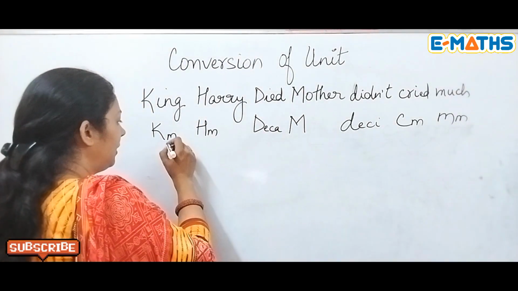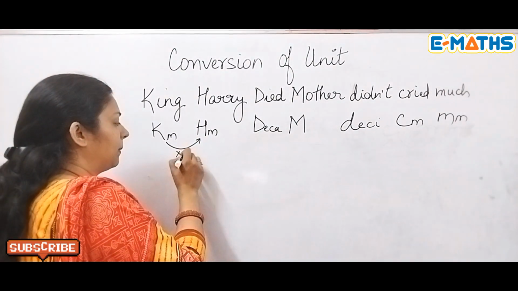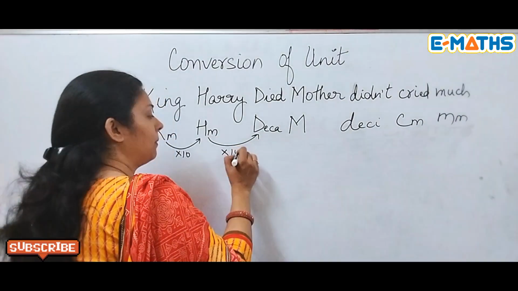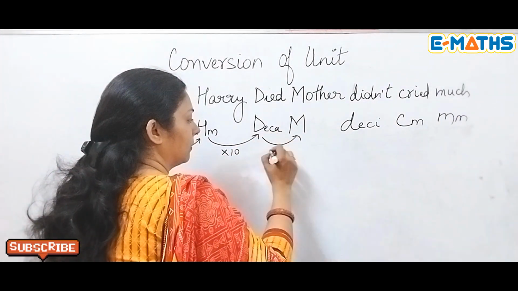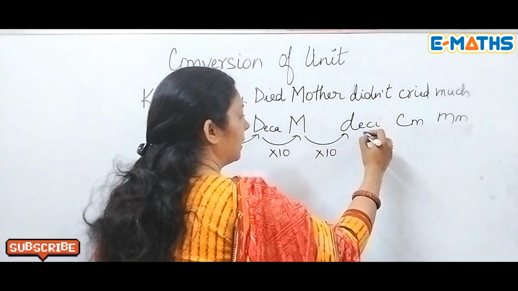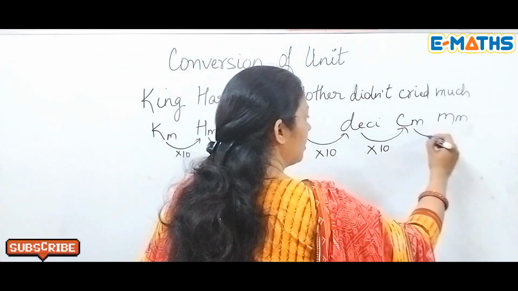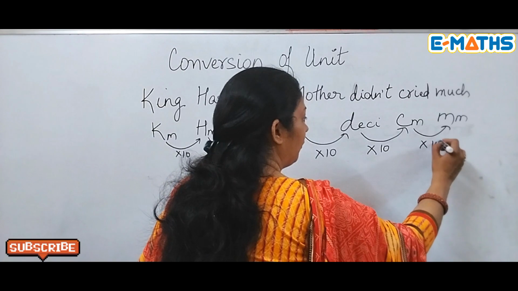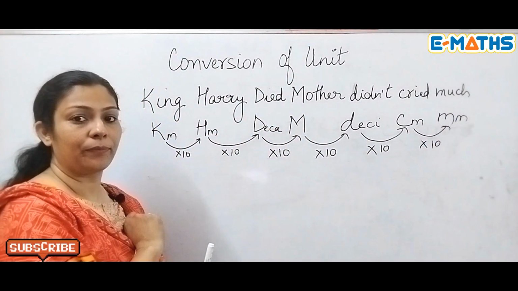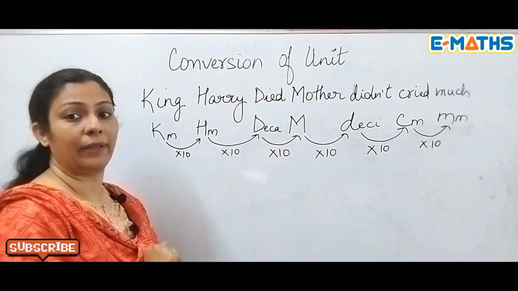Now at every jump, like if you have to convert kilometers to hectometers, you need to multiply it by 10. Similarly, if you have to convert hectometers to decameters, again multiply by 10, and so on. At each jump you multiply by 10 to convert into a smaller unit. Of course, you need to remember that if you are converting a bigger unit to smaller, you multiply. But when you are converting a smaller unit to bigger unit, you need to divide.